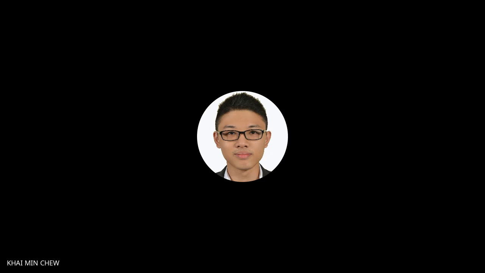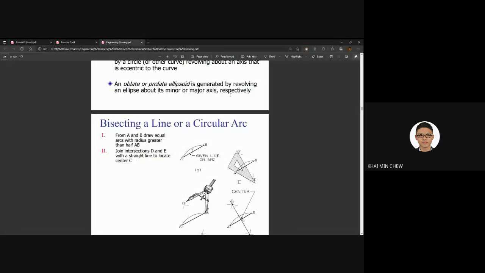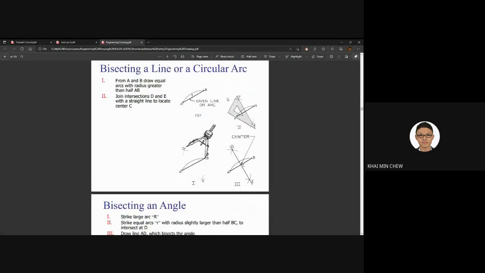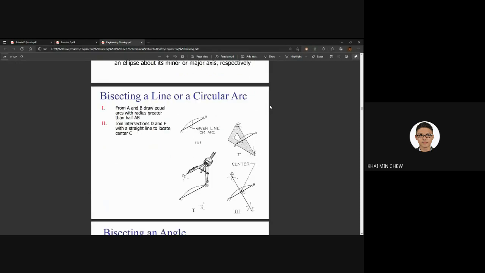Okay, for today, our manual drawing and our AutoCAD, we are going to be looking at some geometric shapes for manual drawing and some techniques for drawing the most accurate way possible. So the tool we're going to look at today is bisecting a line or circular arc, or whether it's a line or an arc. It's the same thing.